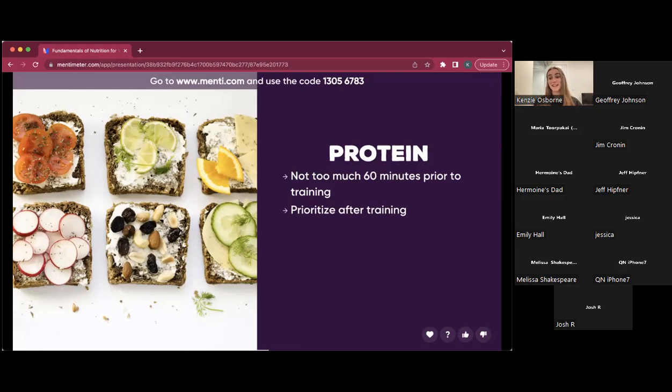$40 isn't, it's pretty close. So essentially after training, we're looking for between 20 and 30. It does depend on your sex, so whether you're female or male. It also does depend on your training volume and your total energy needs throughout the day. But generally speaking, 20 to 30 grams is a great ballpark.